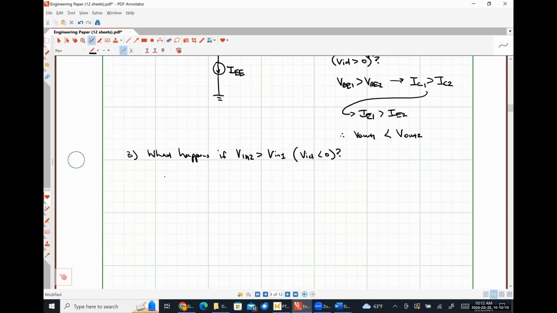So let me write all that down. VBE2 will be greater than VBE1, which in turn causes IC2 to be greater than IC1, which in turn causes IE2 to be greater than IE1, and Vout2 will be greater. Sorry, Vout1 will be greater than Vout2.